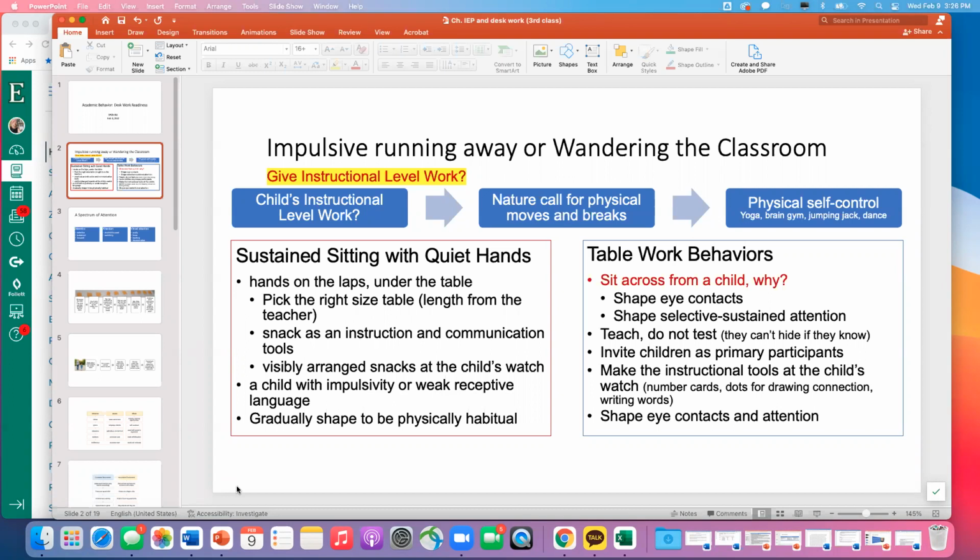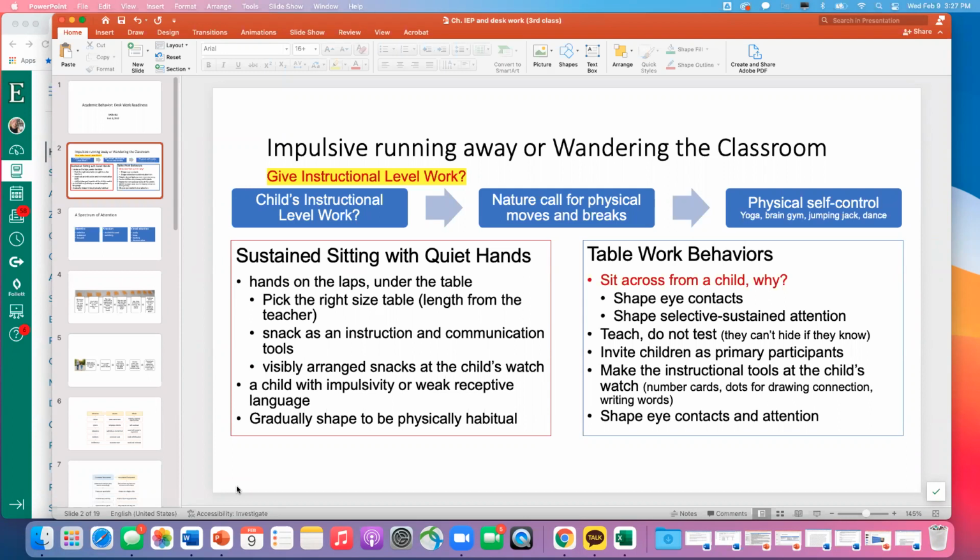Okay, so the child's feet must be on the floor, not dangling. Dangling means they're going to play, they're going to do leg dance and feet dance. So they must be on the floor. So you have to adjust their chair height and table height. Okay, so that's very important.